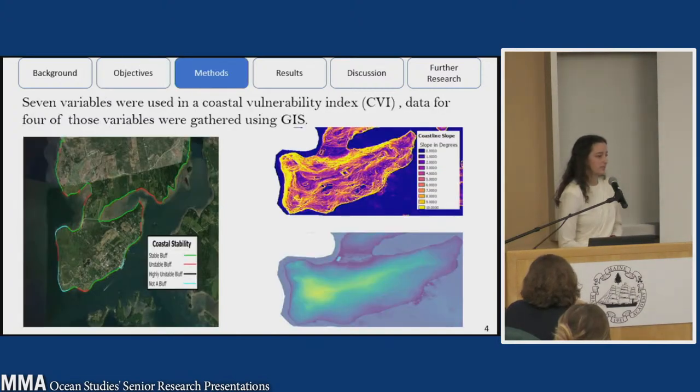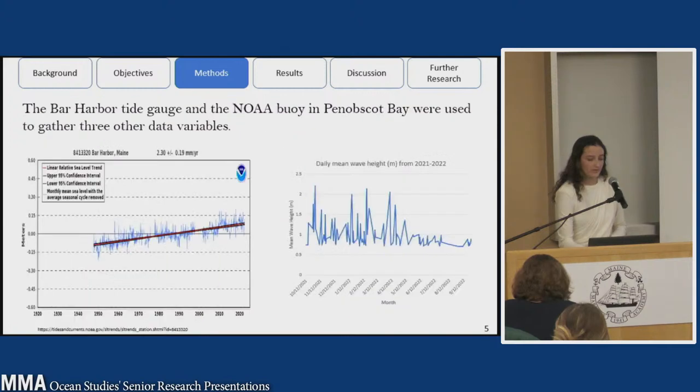To complete my assessment, I used 7 variables in a Coastal Vulnerability Index, or a CVI, and I used GIS to gather data for 4 of those variables: coastal stability, coastal slope, coastal elevation, and distance from shore to road. For my other three variables, I did not need GIS. Those variables were mean relative sea level rise, mean tidal range, and mean significant wave height.